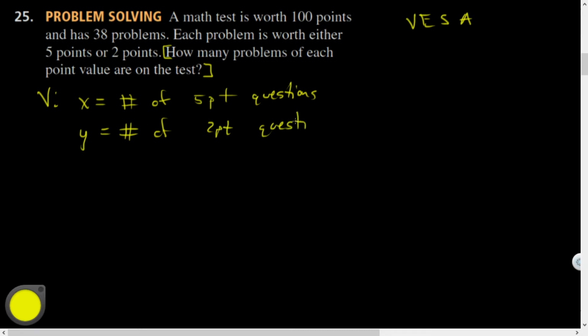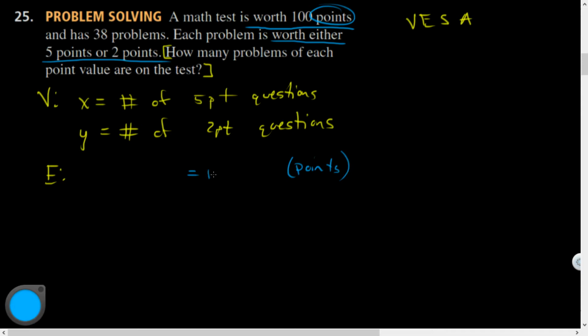By the way, they often have problems like this related to basketball game scores, asking how many 2-point shots and how many 3-point shots did the team get? Same idea. So let's define our equations. The first one is going to be my blue equation. It says the math test is worth 100 points. So this is going to be an equation about points. The next place I see regarding points is that each problem is worth either 5 points or 2 points. So how could I combine all of my points information into an equation about points?